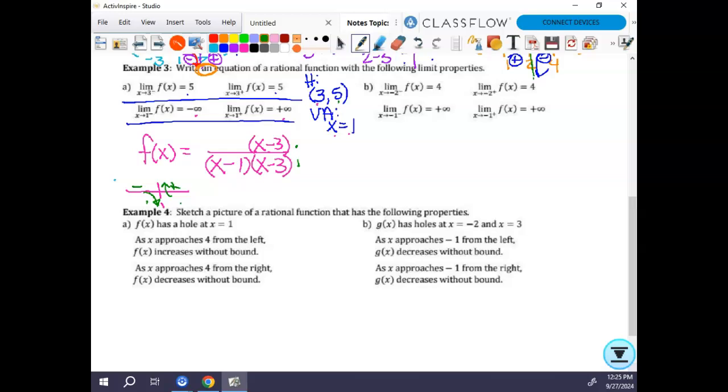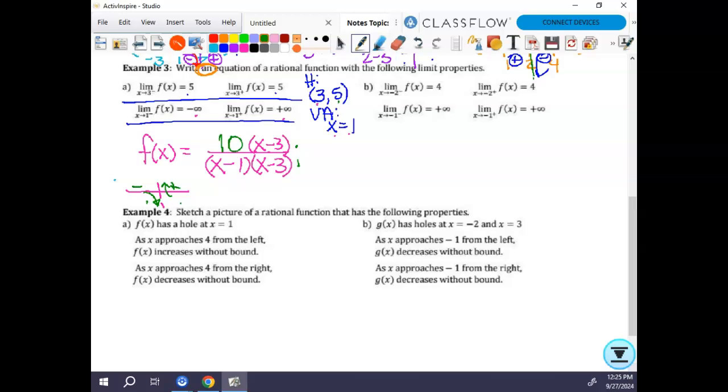So right now, if I cancel these out, I substitute in a 3. 3 minus 1 is 2, right? So I need a number up here that I can divide by 2 and get 5. What would that number be? 10. I put a 10 here. That doesn't affect which direction these go, and I'm done. Okay?